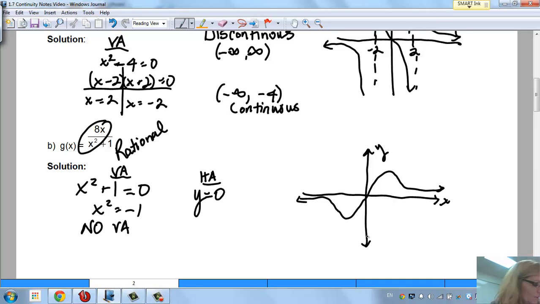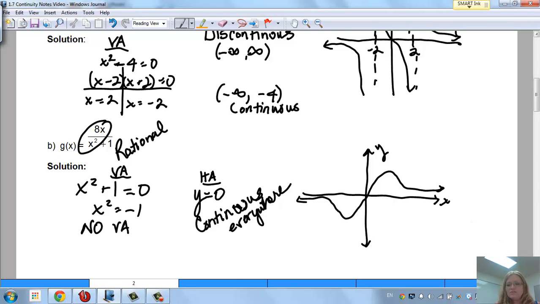So yes, this looks like it's continuous. It's a U everywhere. Okay, so that's continuous everywhere.